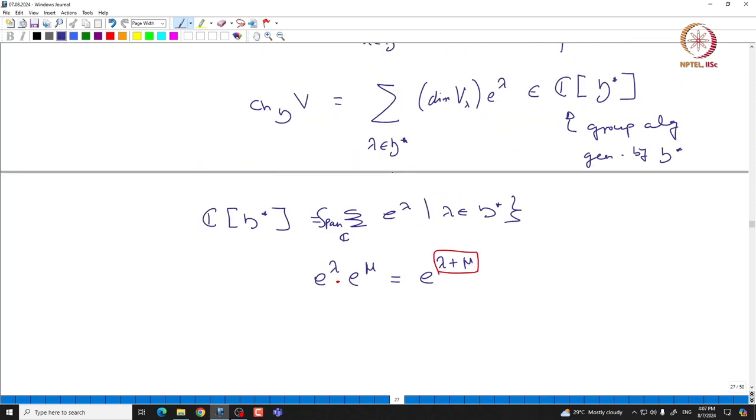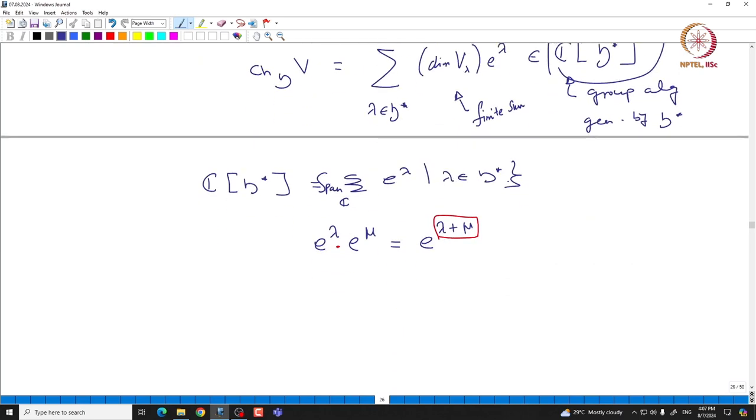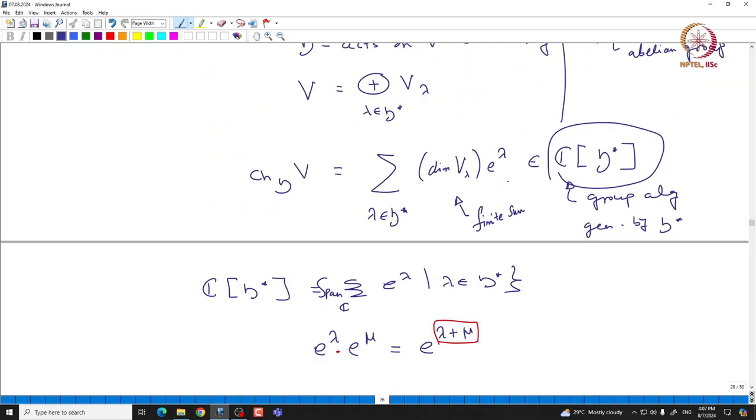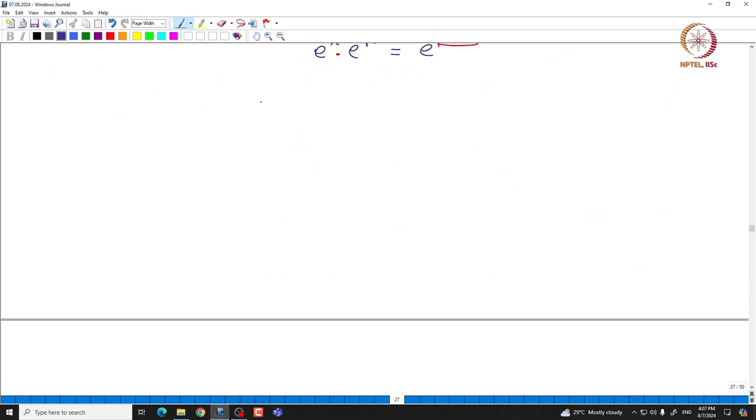Now one can think of this character as an element inside this algebra. Because the set of weights is finite, this is a finite sum, even though it looks like an infinite sum. So what we are trying to say is that if we know the character of V, then we know V. What do we mean by that? Here is the theorem, which we will prove later: V is isomorphic to W as a G-module if and only if the character of V is the same as the character of W.